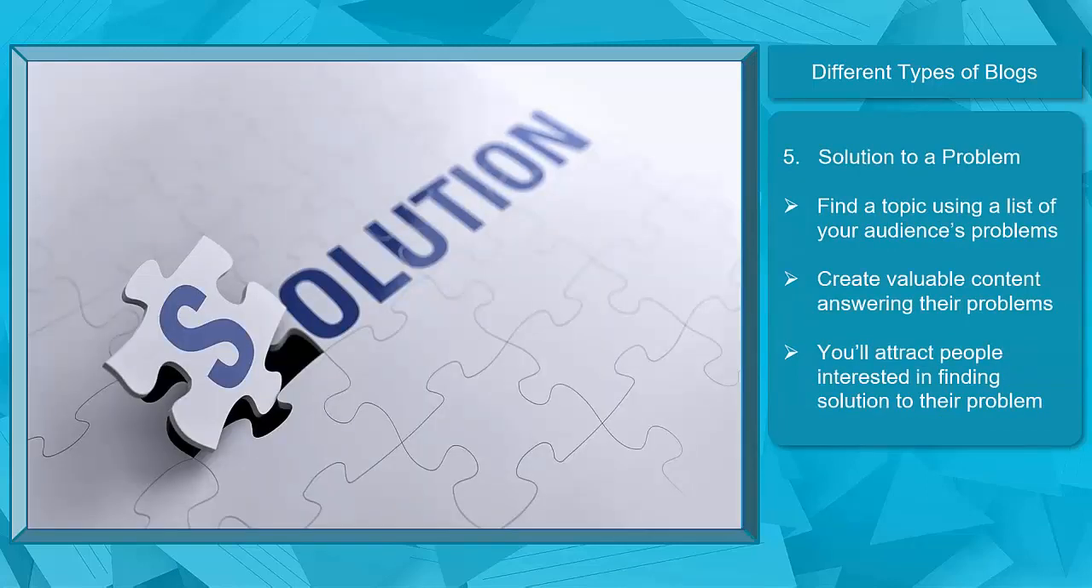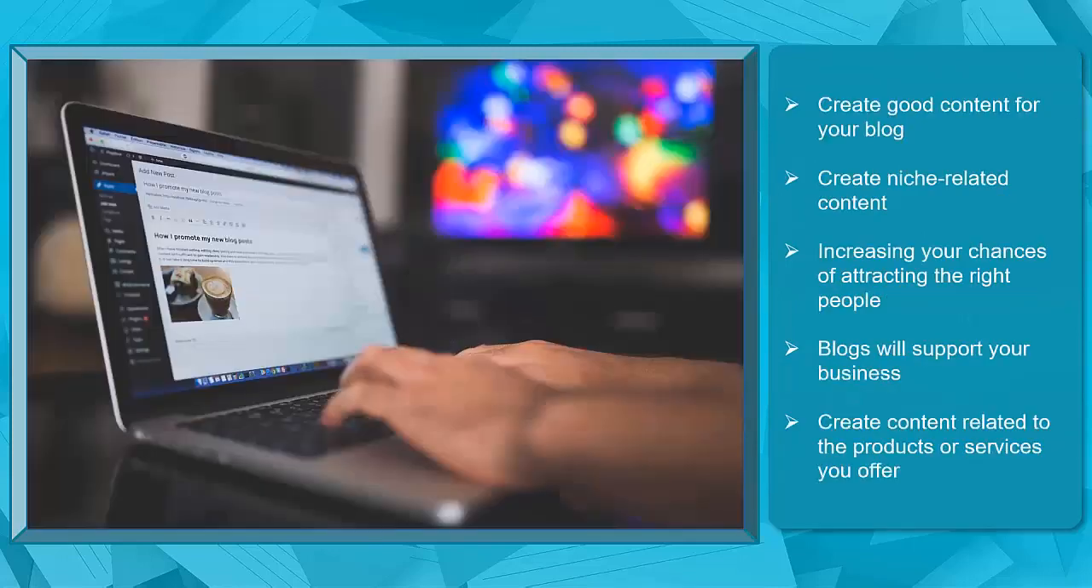To find a topic that you can use in your blog, make a list of your audience's problems. Then based on those problems, create valuable content answering their problems. That way, you can attract more people who would be interested in finding a solution to their problem. Having good content can attract more people to go to your website and read more of your blogs. Be sure to create niche-related content.